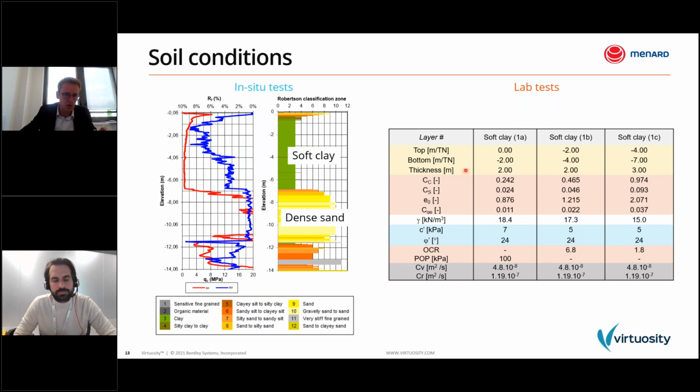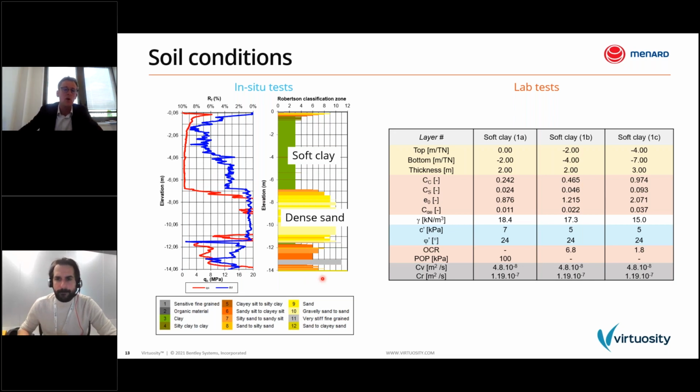What we can see is that the upper soil layer, which is 7 meters thick, is a very soft and organic layer. That's why we had to consider not only the primary consolidation settlement, but also the creep settlement. And below this soft clay, we have a very dense sand and then a stiff marl. So that's the soil condition.